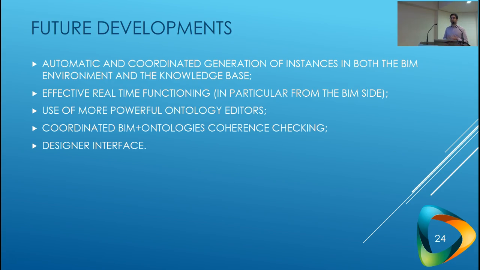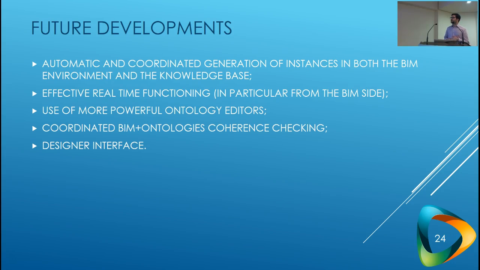Future developments, as I told you before, this is the first step of our ongoing project. There are several things that we have to work on in order to improve this application and prototype. The first one is related to automation and coordination of the two environments, especially from the BIM side. The ontology side is quite more dynamic and flexible, but on the BIM side we have several limitations in terms of exporting databases, coherence checking, and so on.